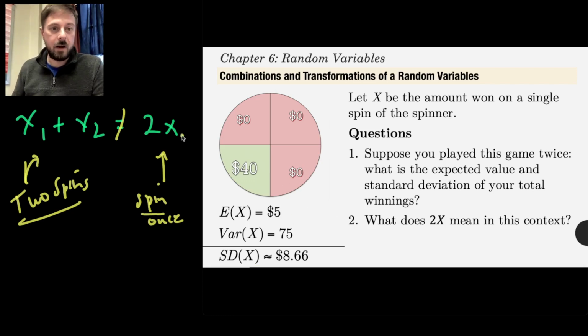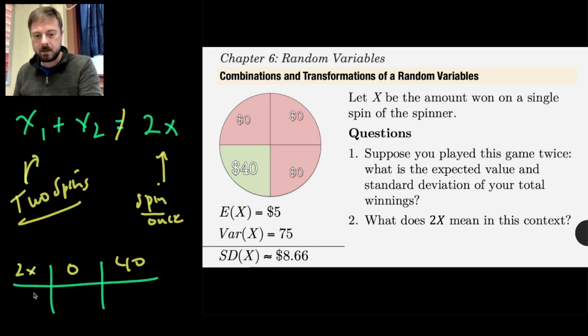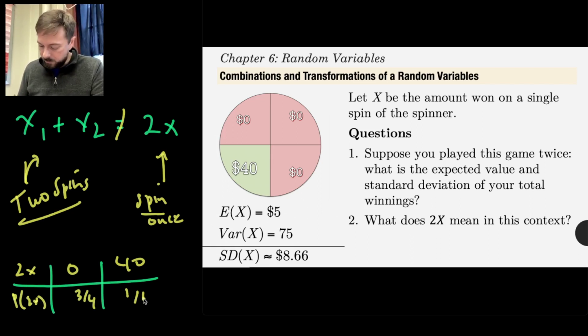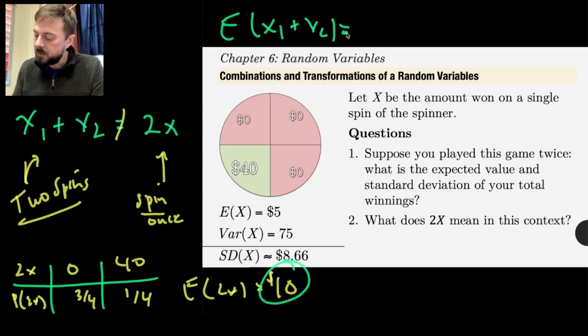What would be the parameters of 2x? Well, we could write the quick probability distribution. 2x has two possible values, either 0 or 40. And the probabilities of 2x would still be 3/4 and 1/4. And so we could find that the expected value of 2x ends up being 40 times a fourth, which is $10. Now that looked familiar to us. Remember, that was the same thing as the expected value of x1 plus x2, which was also $10. So there's no difference.